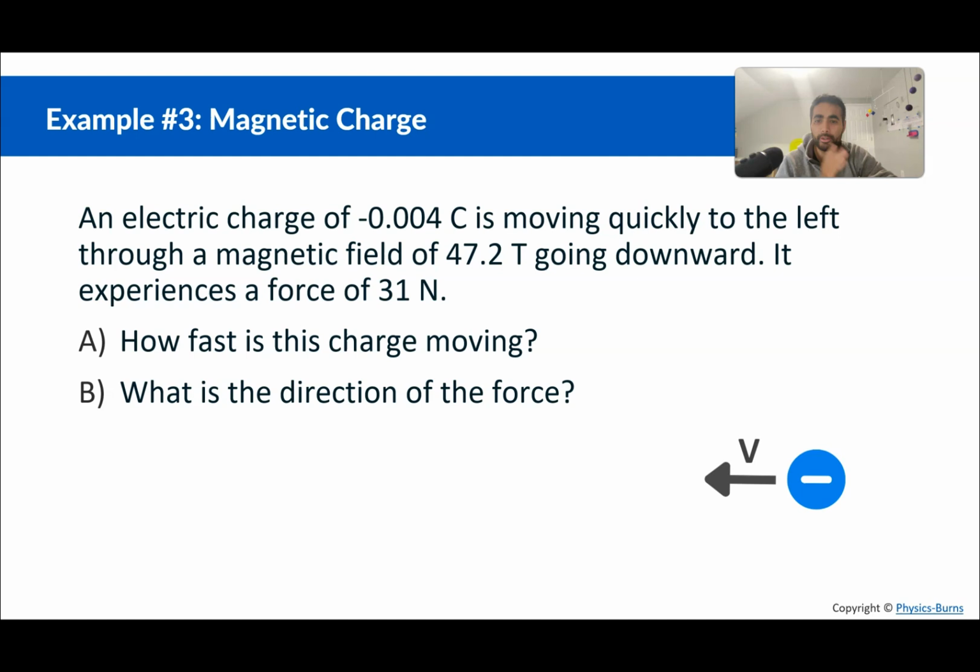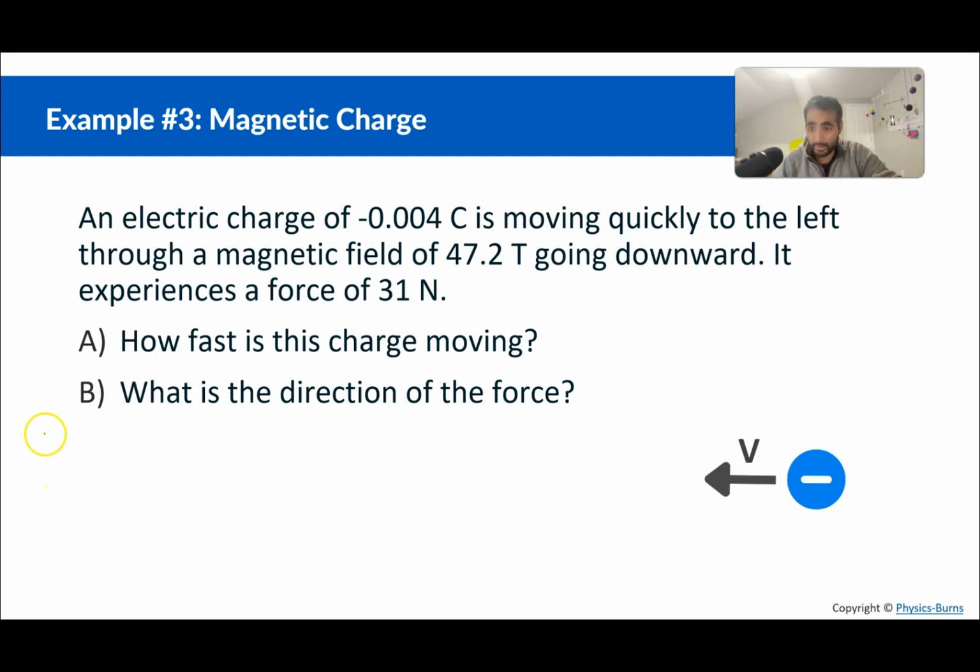And here we go, another negative example. So hopefully we do all right with this. An electric charge of negative 0.004 coulombs is moving quickly to the left through a magnetic field of 47.2 Tesla, going downwards. It experiences a force of 31 newtons. How fast is the charge moving? What is the direction of the force?